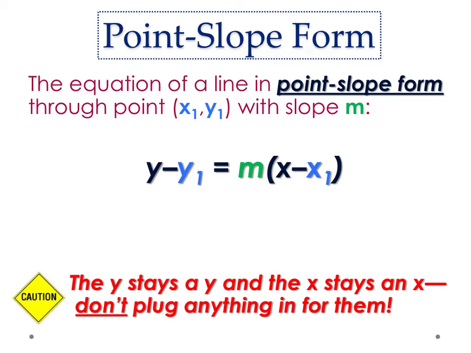Now it's important to see here that we are only plugging in for x1, y1, and the slope. This y minus, equals, and then the parentheses including this x minus must stay there. They are part of the formula. They do not change. So you're only plugging in for y1, x1, and your slope.